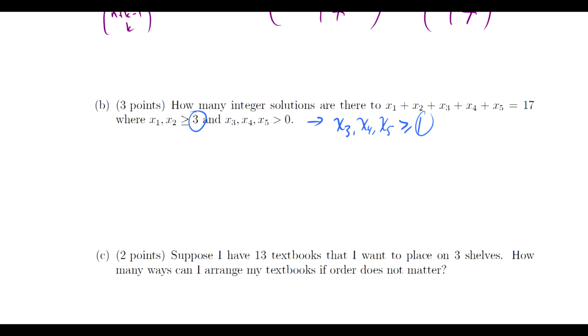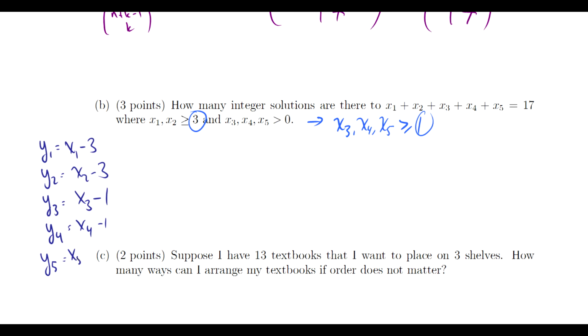So we're going to define some new variables. Let's call this y1. So y1 is going to be x1 minus 3. So whatever the value of x is, we're just going to shift it over 3. And y2 is going to be x2 minus 3. y3 is going to be x3 minus 1, because we need to shift x3 over 1. y4 is going to be x4 minus 1. And then y5 is going to be x5 minus 1.